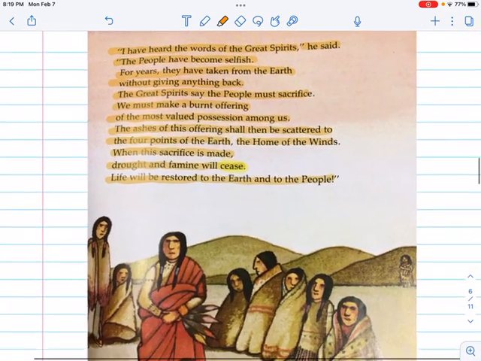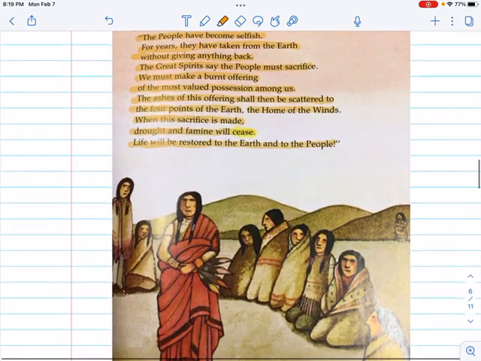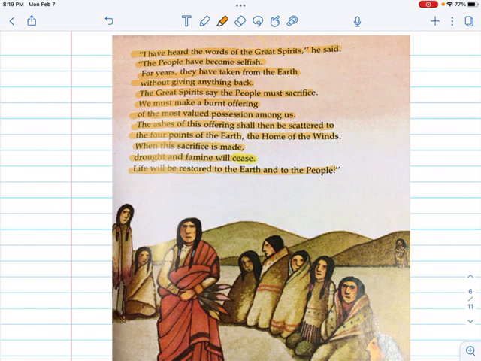Here's a picture. So it sounds like they want the famine to end. We learned what the word drought means in Buffalo Bill. It means there's no rain. So they don't have food, they don't have rainwater. But if they make these sacrifices, those things will be restored. So when this sacrifice is made, drought and famine will cease. What do you think cease means?